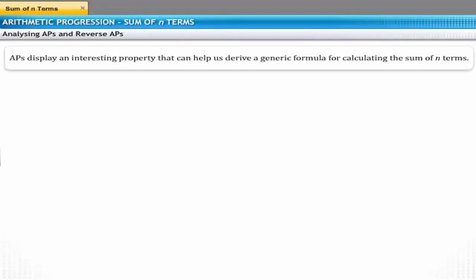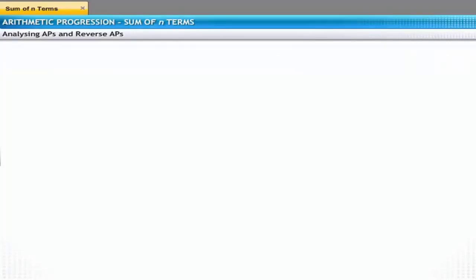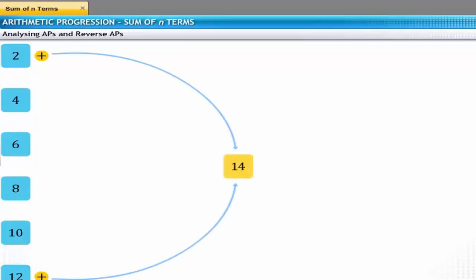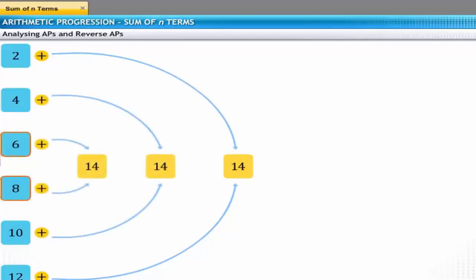APs display an interesting property that can help us derive a generic formula for calculating the sum of n terms. Take an example of a sequence of numbers 2, 4, 6, 8, 10, and 12. If you add the first term 2 to the last term 12 in the sequence, the sum of the two terms equals 14. Similarly, if you add the second term to the fifth term and the third term to the fourth term, you get 4 plus 10 equals 14. 6 plus 8 equals 14.